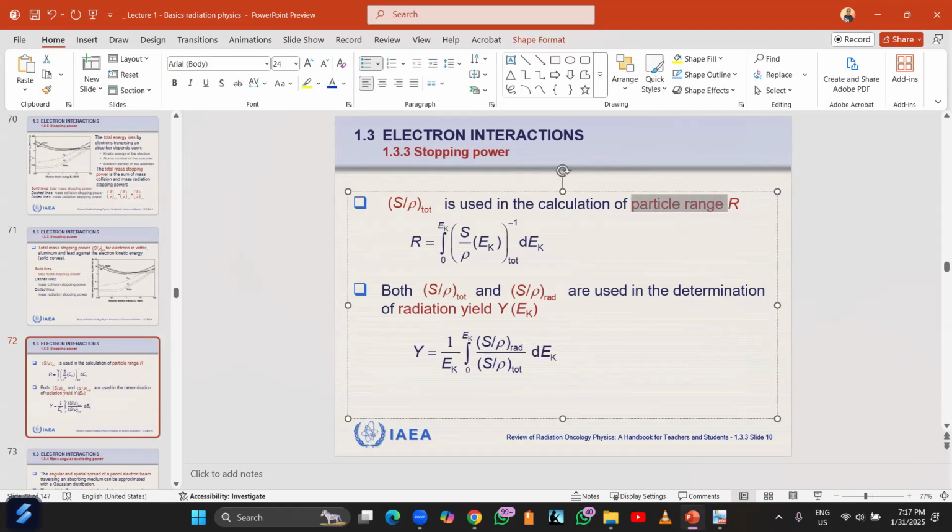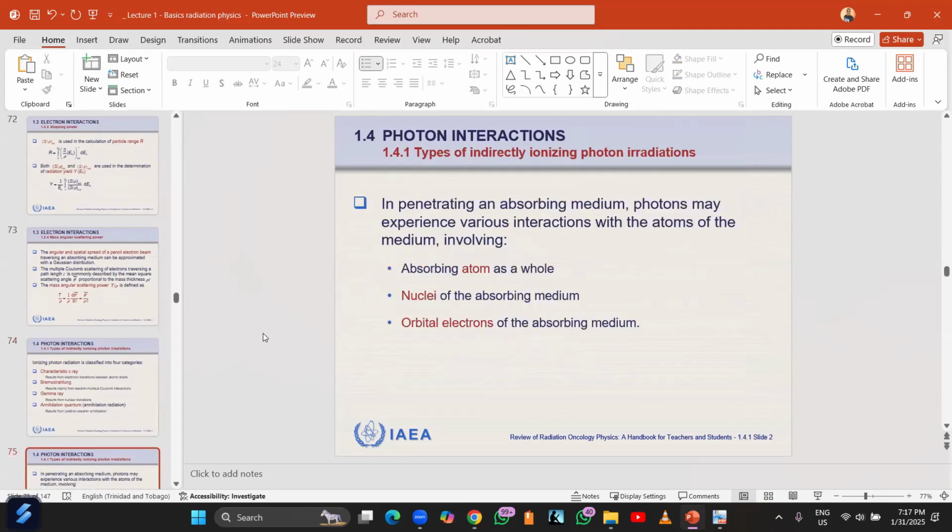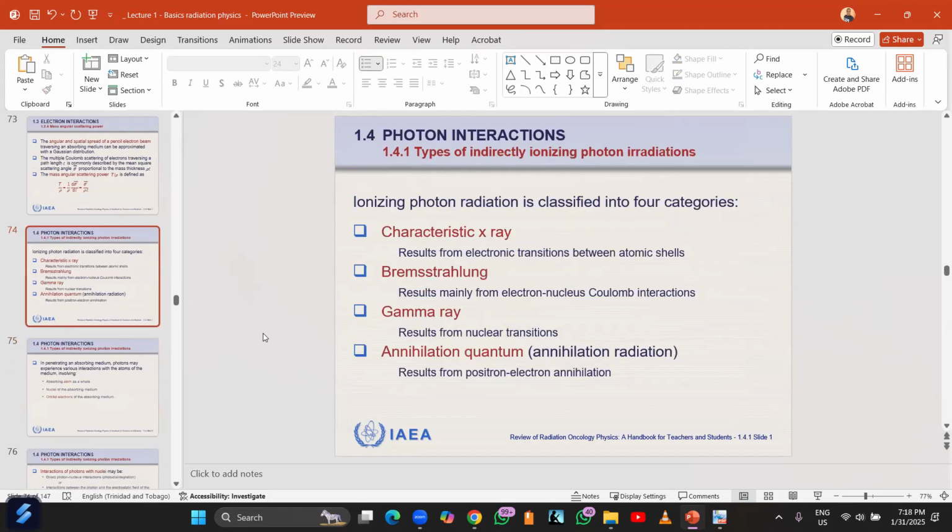Is it clear? Let me know in the chat, and then we'll take a break, and then we'll come back and do photon interactions.